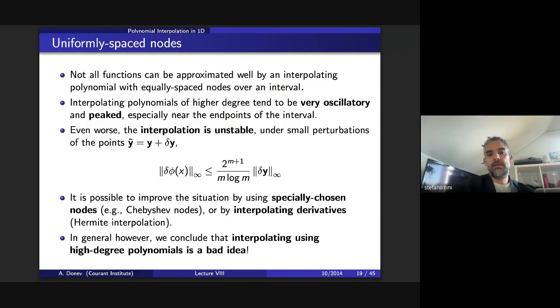So what we can do is use some specially chosen polynomial, and we can interpolate the derivatives as we do with the Hermite polynomial. But in general, the conclusion is that using polynomials of high degree is a bad idea. Okay, so this is sort of the lesson that we have.